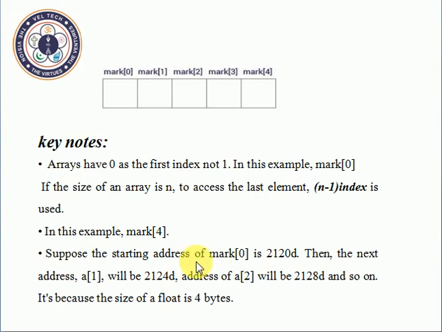Suppose the starting address of mark 0 is 2120, then the next address, that is A of 1, will be 2124. The address of A2, that is array 2, will be 2128, and so on. It is only because the size of float is 4 bytes, so the address of each array element is incremented by 4 bytes.